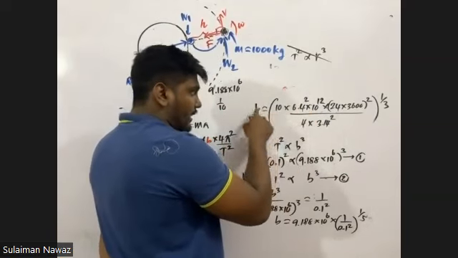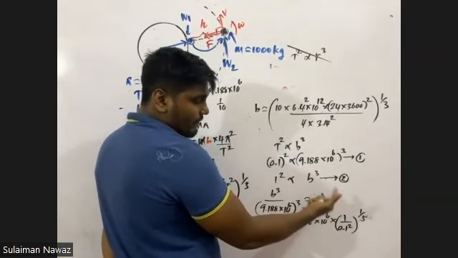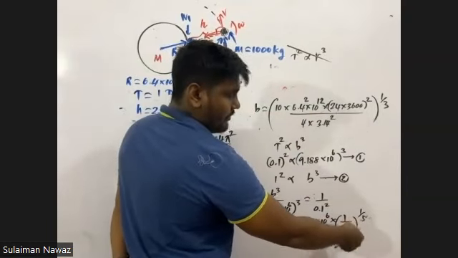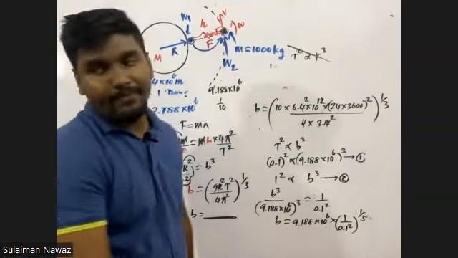No matter whether you found the answer in this way or in this way, you will get the same answer. Then here 0.1 squared, you can do it. You can do it. Okay.